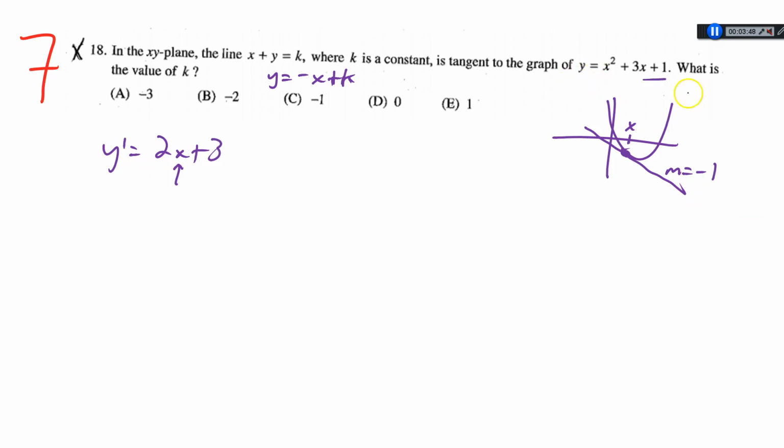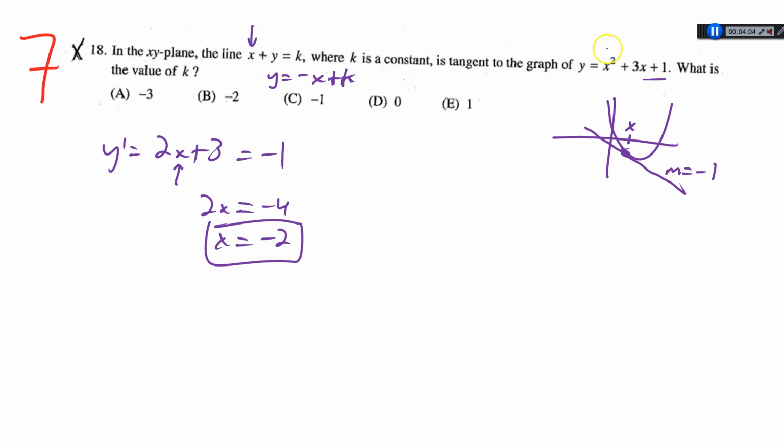Right now, I know the derivative has to be equal to -1 to make this line tangent to this graph. So I'm going to set this equal to -1. Now we'll solve for x. So 2x is -4. That means x is -2. Interesting. So I know the x coordinate is -2.